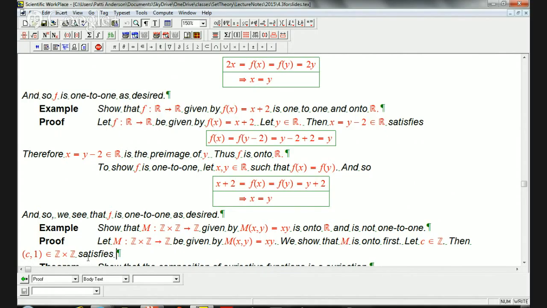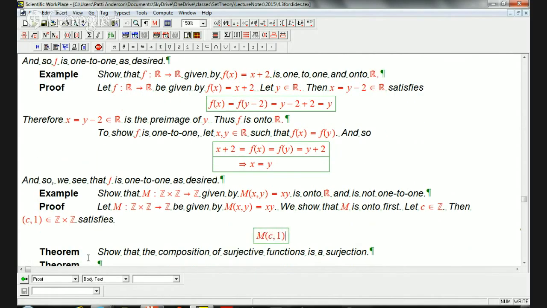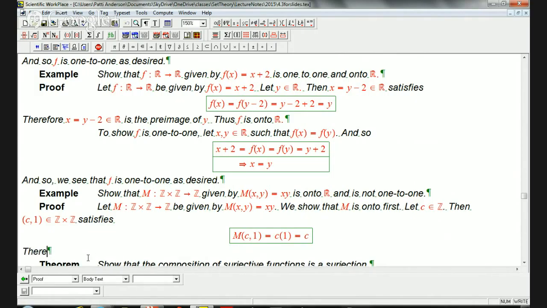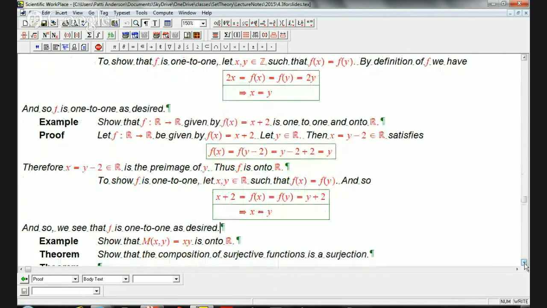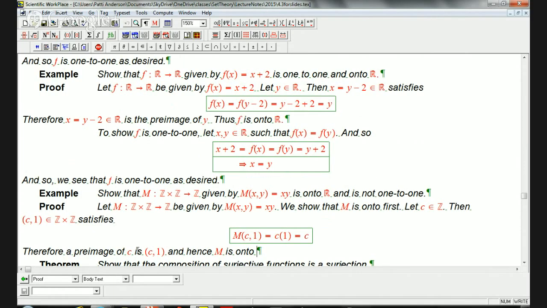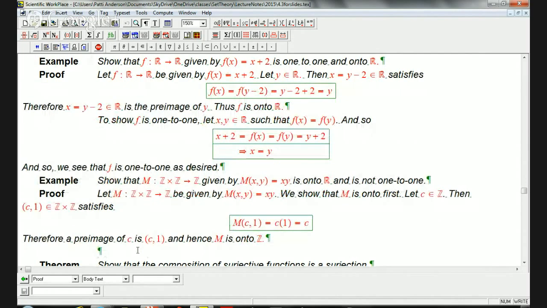And this satisfies m of c, 1 is equal to c times 1, which is equal to c. Therefore, c, 1 is a preimage of c. Any questions on that? Now we're going to show not one-to-one.